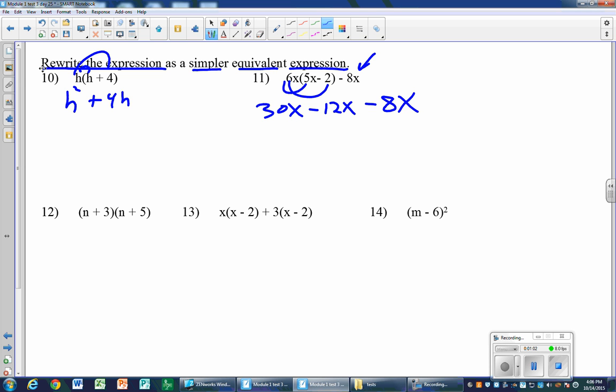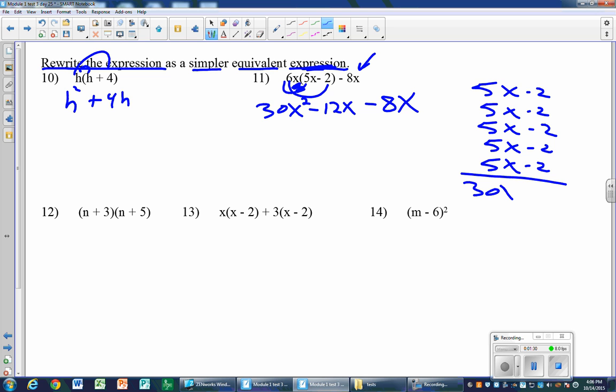Think of it as a package, and basically what I have is 6 of these packages here. I have 6 of those: 5x minus 2, 5x minus 2, 5x minus 2, 5x minus 2, 1, 2, 3, 4, 5x minus 2. Now, I also have that little x there. Oop, forgot my square. So once I have all of these, 30x minus 12. I forgot one. I have 30x minus 12.